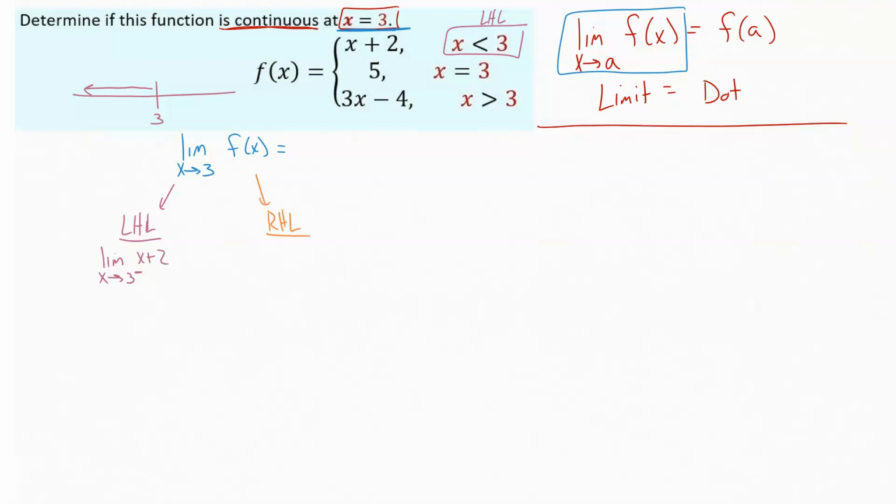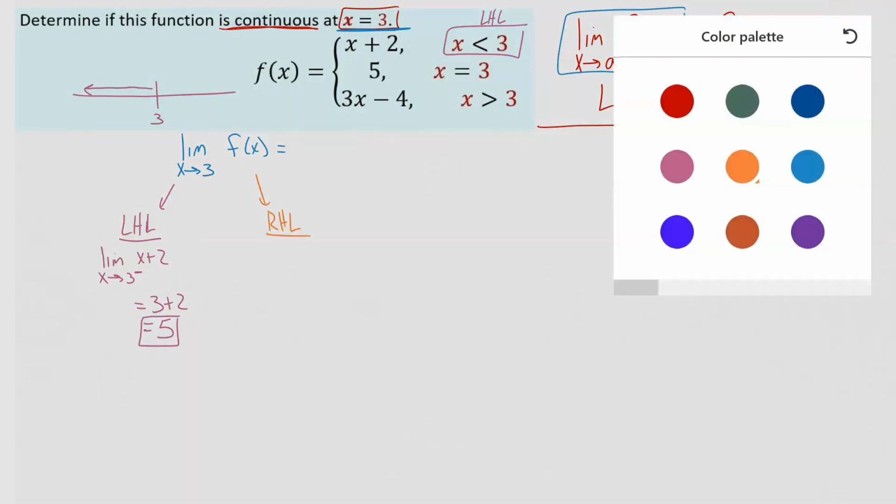I always go ahead and try what I call option 1. We're just going to plug in the x value and see what we get out. Plugging in our x value here, we would get 3 plus 2. We get an answer of 5. So our left-hand limit is 5. Now we need to go find the right-hand limit.